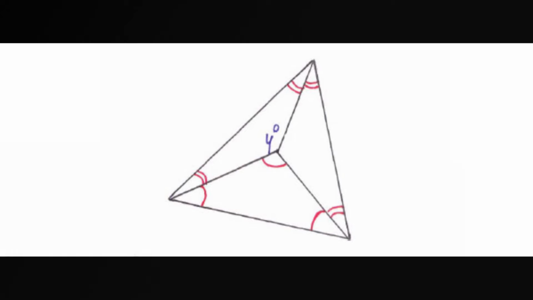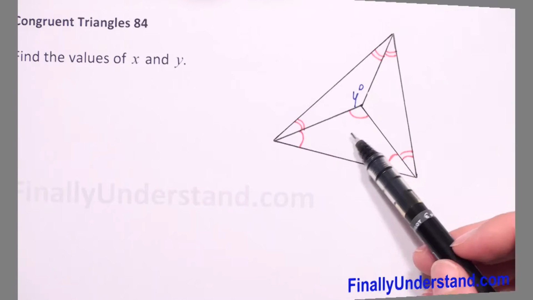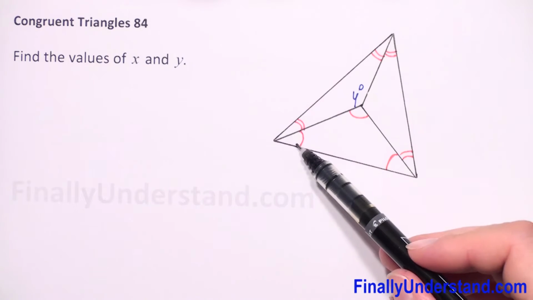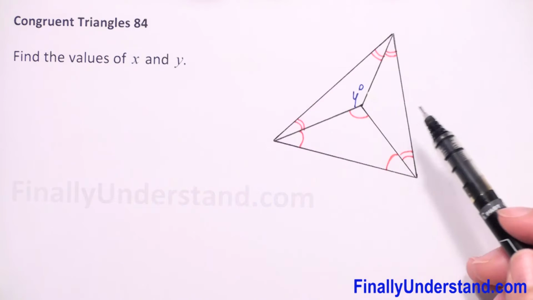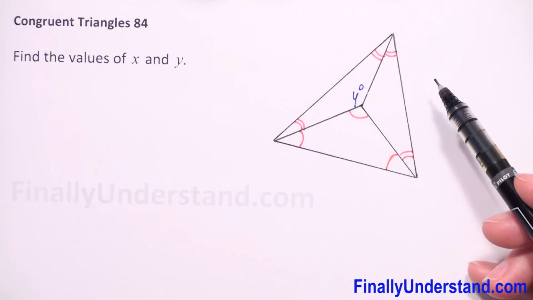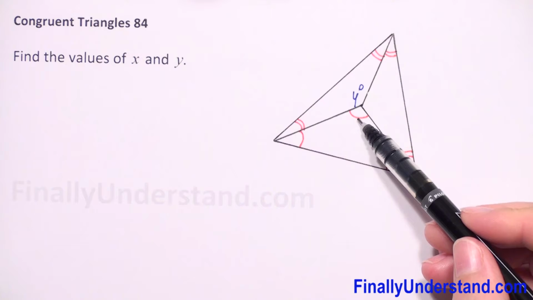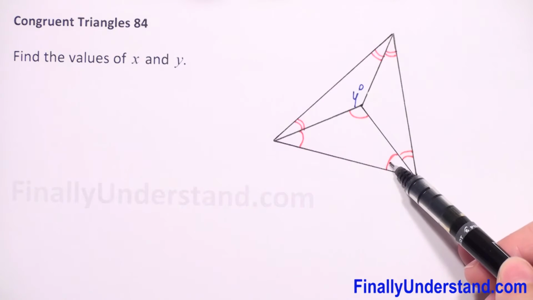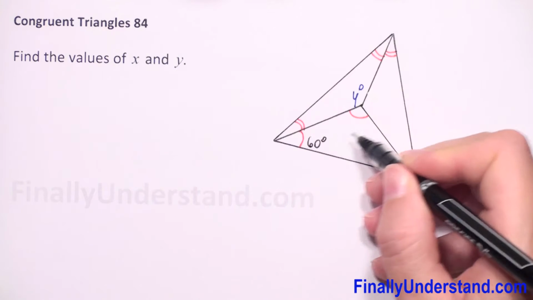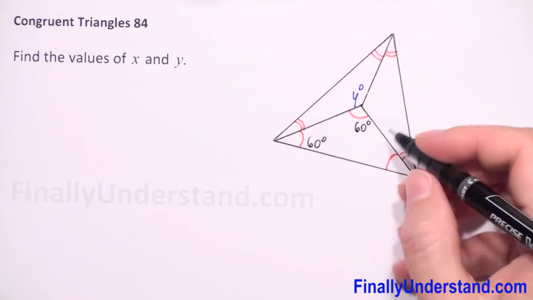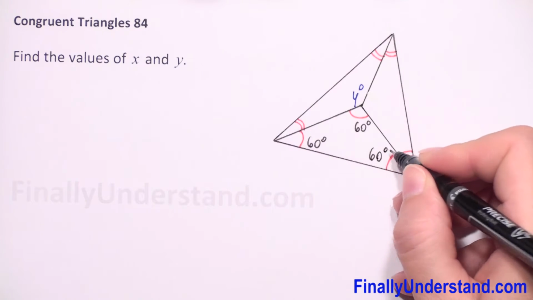We have given three triangles. This triangle is equiangular because we have all angles congruent. What else? So every angle has 60 degrees. We can write this is 60 degrees. Here we have 60 degrees and there 60 degrees.